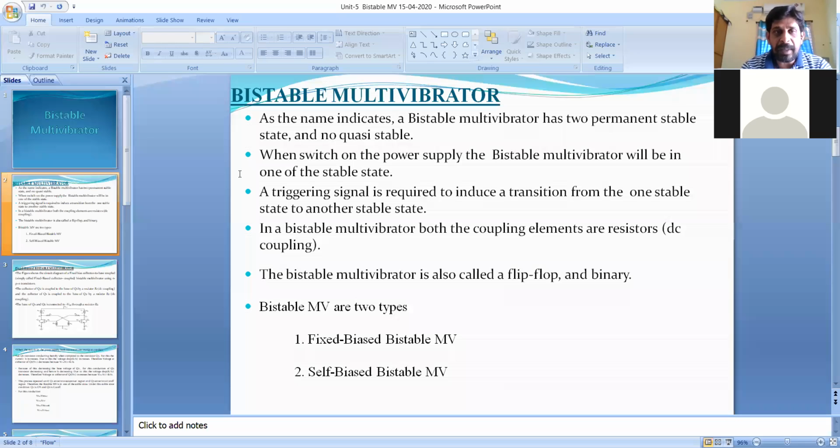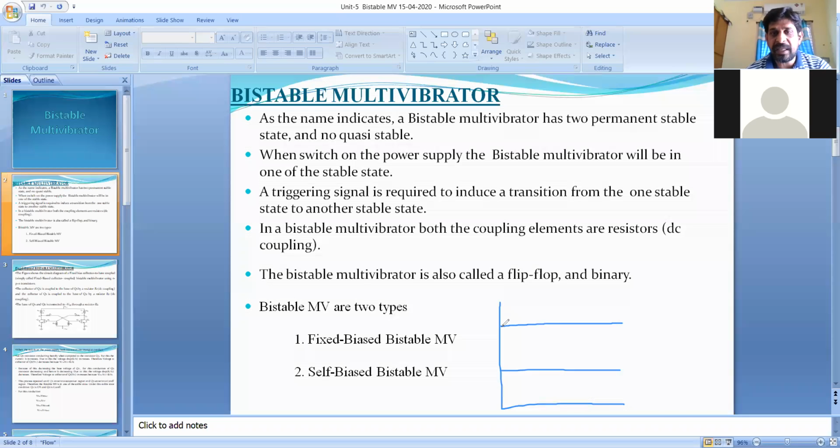Once you apply the trigger pulse, the first stable state is converted into the second stable state. It remains in that state, with no change until one more trigger pulse is applied. Let us assume this is the waveform. This is the voltage across Q1 and this is the voltage across Q2.